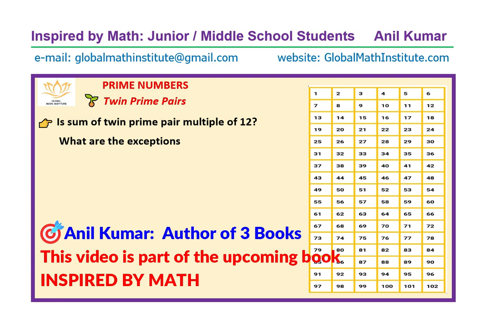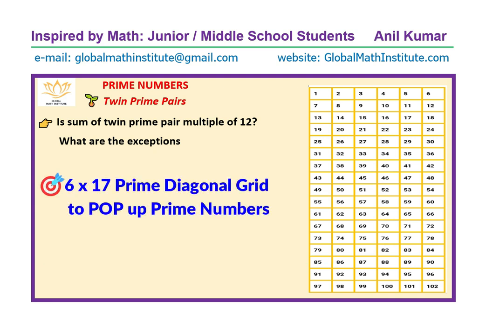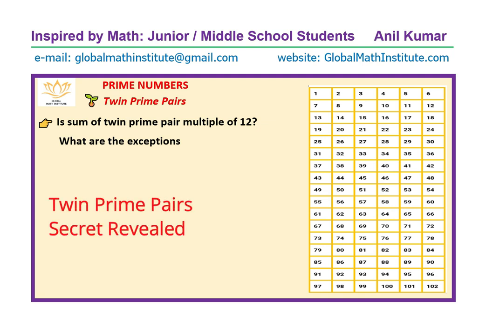In our last video, we explored how to figure out the prime numbers less than 100 using a special prime diagonal grid. Now we'll try to analyze patterns within the prime numbers. We're looking at twin prime numbers, which are just two apart, like best friends on a number line. We are going to list these twin prime numbers.